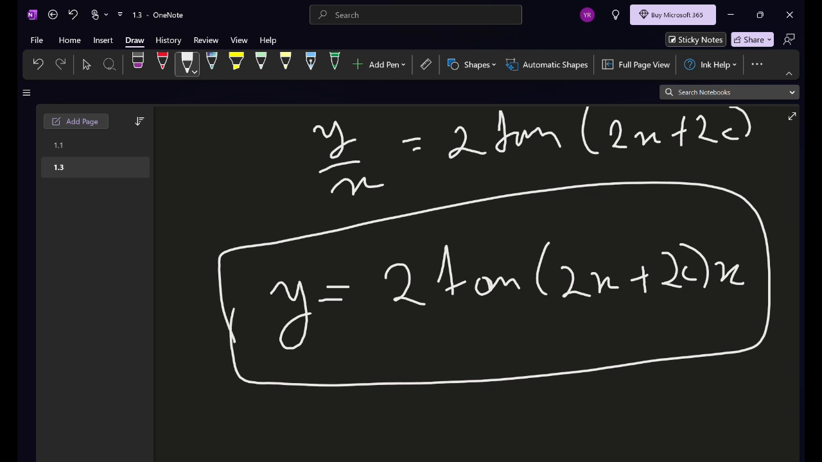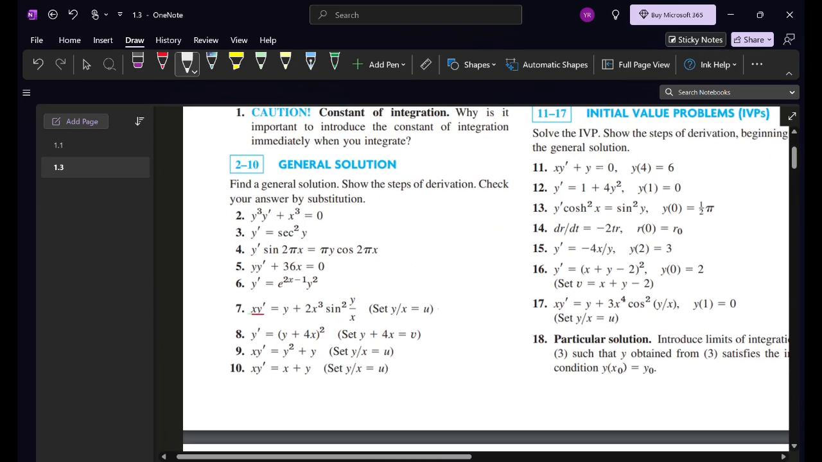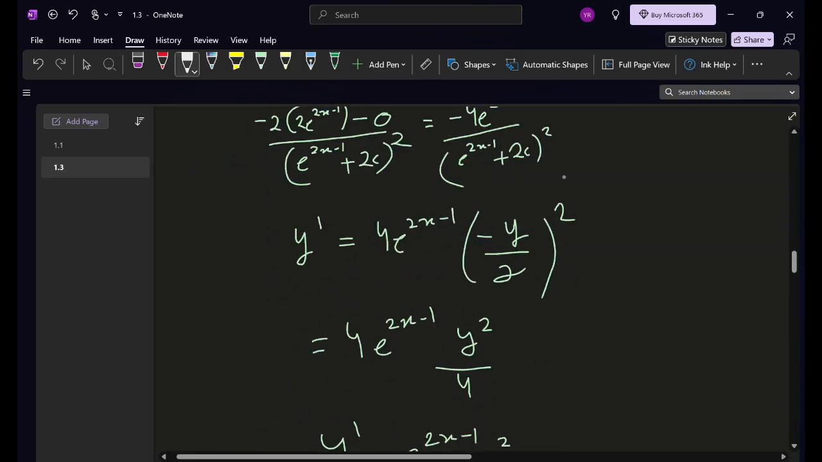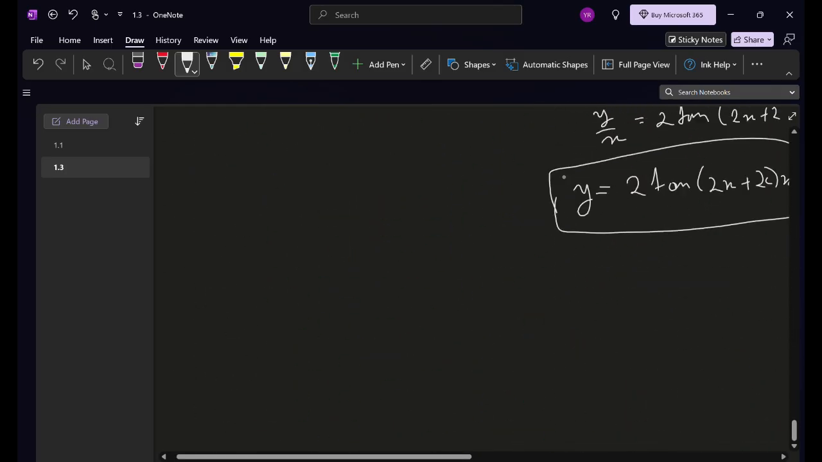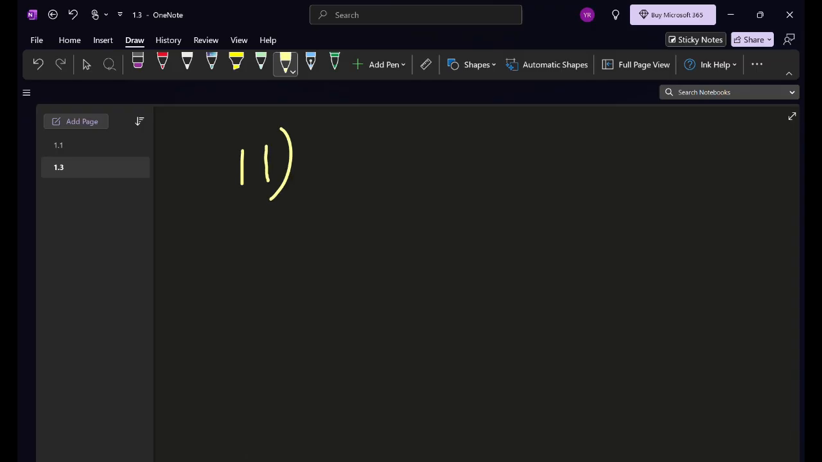Now let's proceed to the 11th question. The 11th question is given as xy dash plus y is equal to 0. Now as I mentioned earlier, we're not going to be taking y by x is equal to u over here, because as you can see, it can very easily be solved by just variable separable. Okay, so the 11th question, this is an IVP form question.